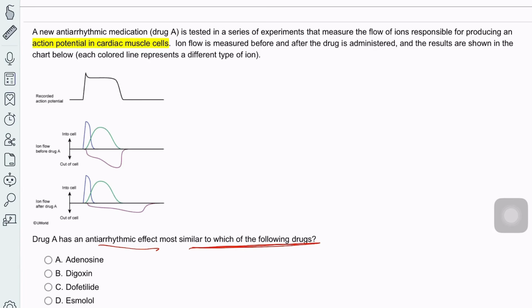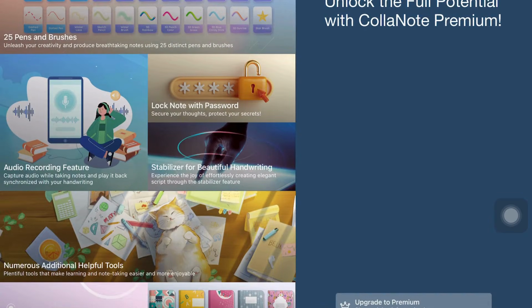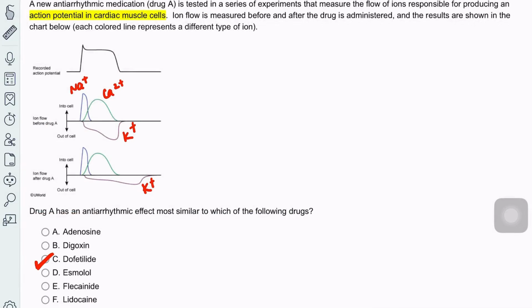So in this we can see the change in this graph. First you have to identify what are the ions responsible for this, and then what are the drugs which inhibit this particular ion. So let's see the answer. The answer is dofetilide, and this purple is the sodium, green is calcium, and this blue is potassium.